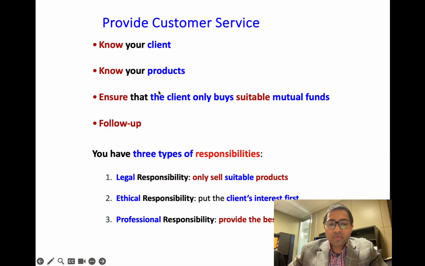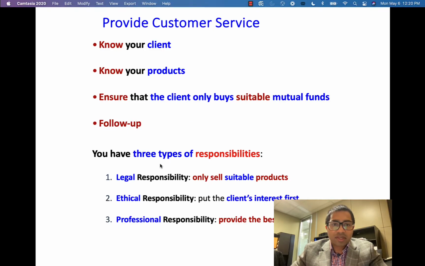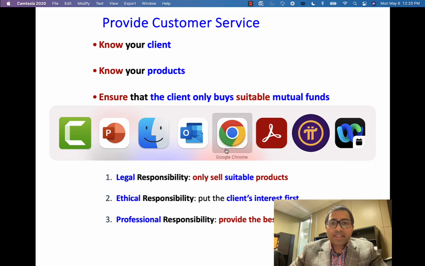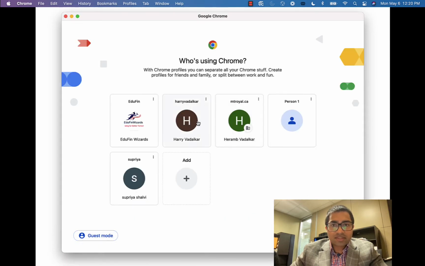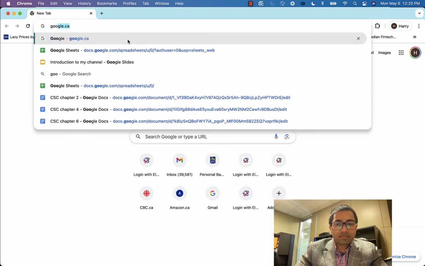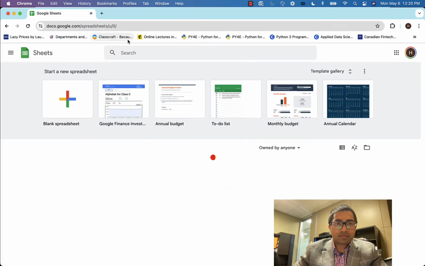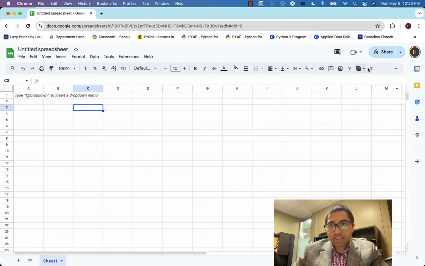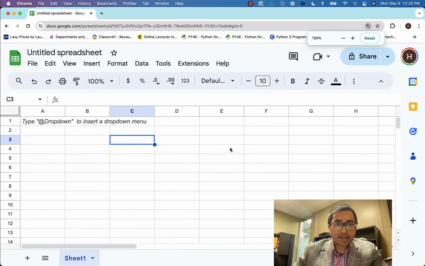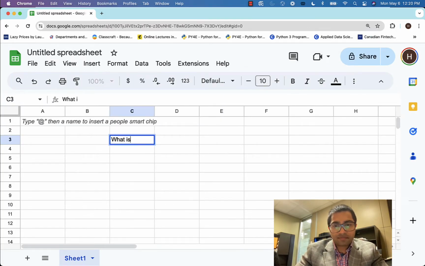Before we talk about the PowerPoint, the first part of the chapter, if you read the book, talks about what mutual funds are and why they are so important. I'm going to explain that a bit using a Google Sheet. So let's start with that. Okay, so the first question that would arise in your mind is, what is a mutual fund?